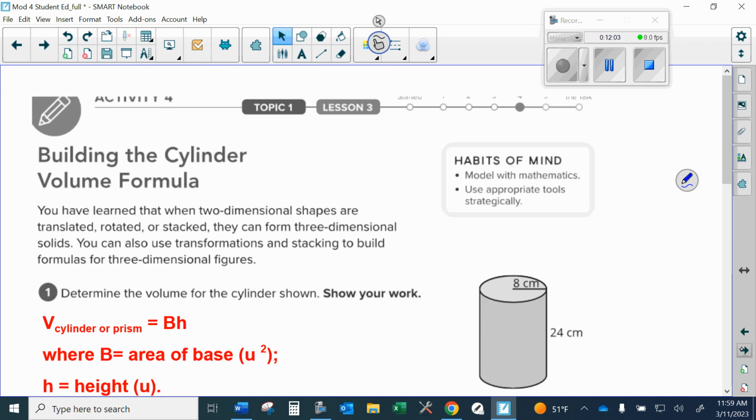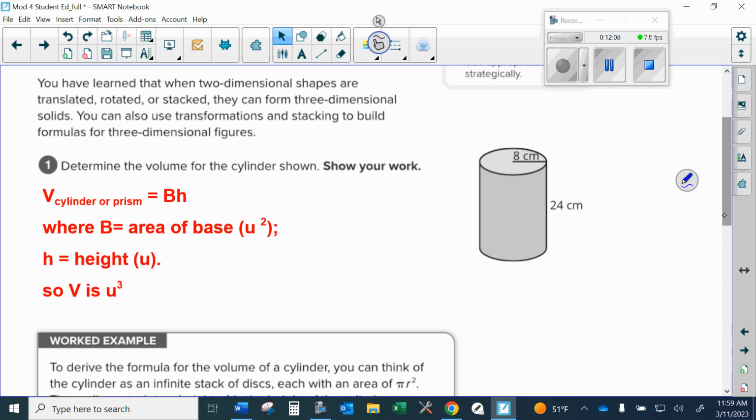All right, building the cylinder volume formula. Okay, so now we're going to talk about volume. The volume of any cylinder or prism. Remember, those are the same things, a congruent shape stacked up vertically or obliquely. If it's a circle base, it's called a cylinder. If it's a polygonal base, triangle, rectangle, square, heptagon, octagon, they are prisms.